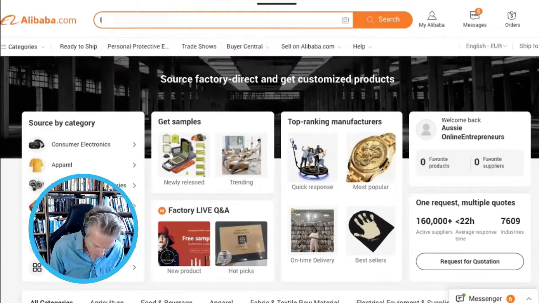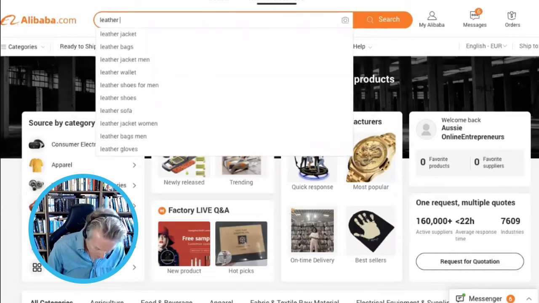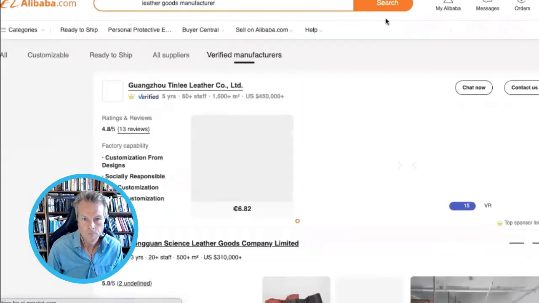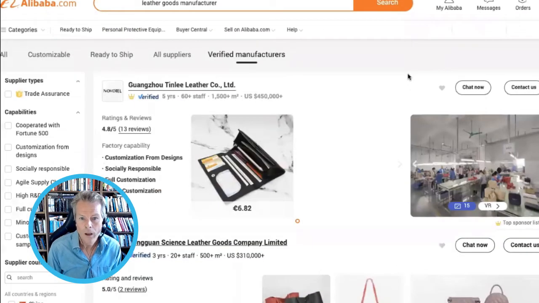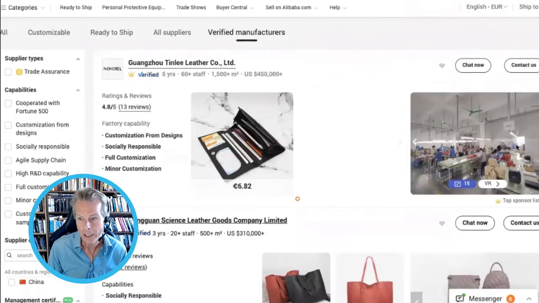Anyway, so let me see if I can show you. So leather, be great if I could spell, fortunately for me, leather goods manufacturer. Here we go, that'll do. So now I've got a much different search page. I've got a much different search engine results page. Okay, I'm now looking at factories. You can see the difference immediately.